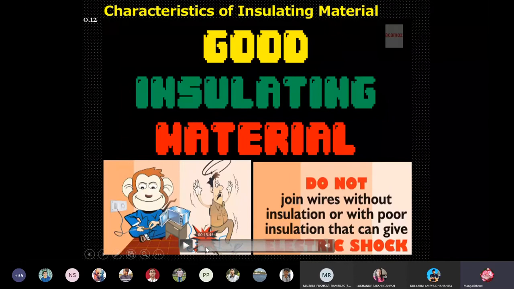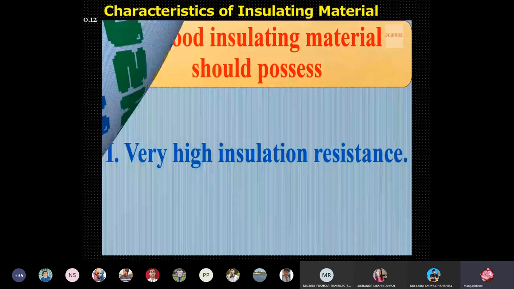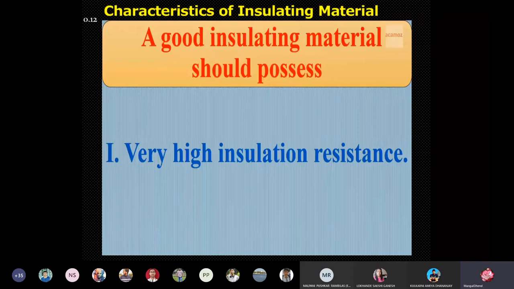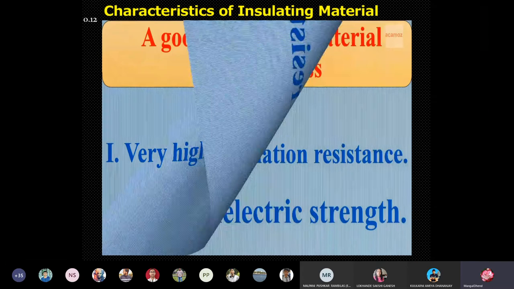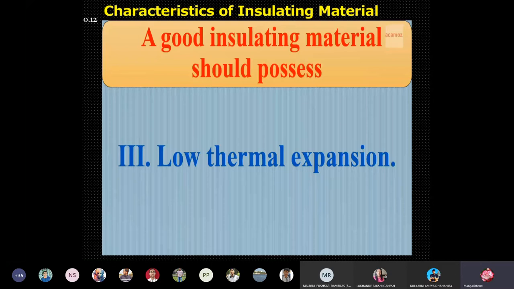Insulating material. Achha, insulating material mein kya kya characteristics hona chahiye? Wo dekhenge. This is just to revise. First, very high insulating resistance. Uska jo insulating resistance hai, wo bahut hi high hona chahiye. Jitna zyada hoga utna acha hai, koi bhi insulating material. Second, high dielectric strength.